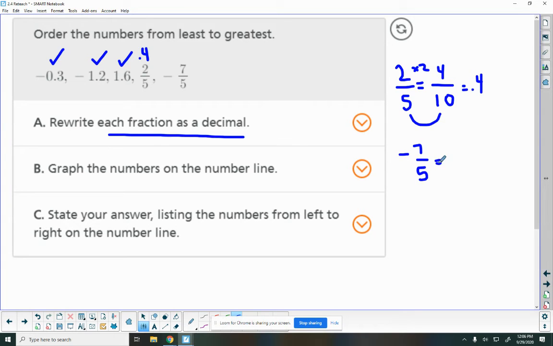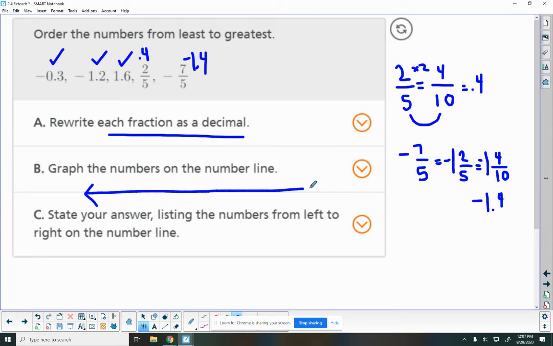And then I have -7/5. So we need to make it improper first. 5 goes into 7 one whole time. There's 2 left out of 5. Now I need to make it into a common denominator of 10. 5 to 10, 2 times. 2 times 2 is 4. So -1 and 4/10. So this is -1.4.